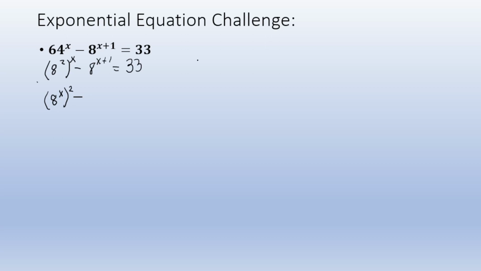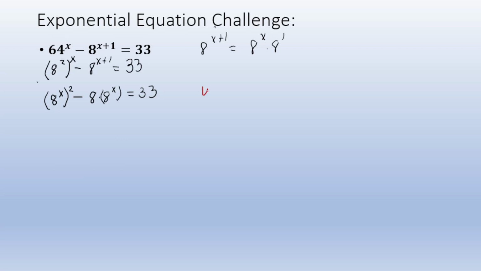Moreover, the middle term, 8 to the x plus 1 power, is simply 8 to the x power times 8 to the first power, or just 8. So the second term we can express as 8 times 8 to the x power. Now, you might not recognize this, but the equation as we have it written is actually an equation that's quadratic in form. We can make a substitution to show that.